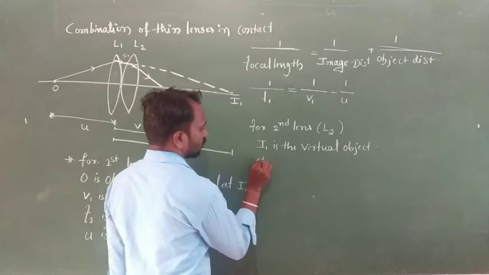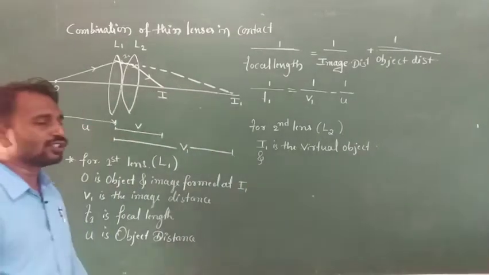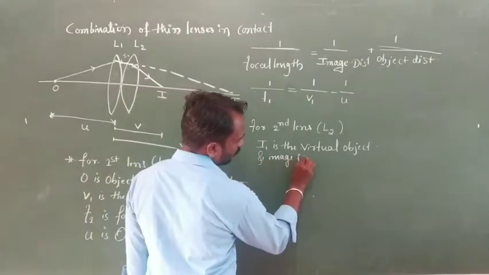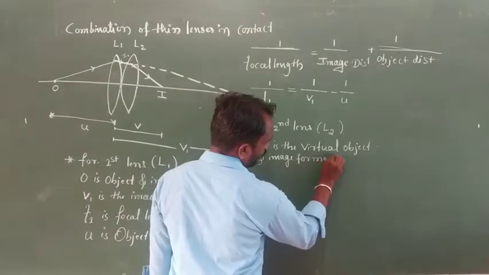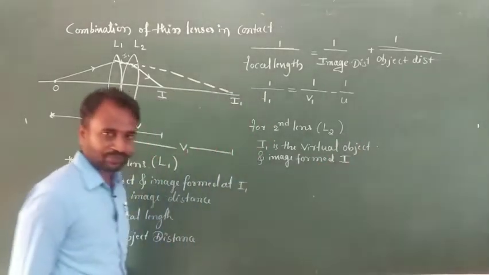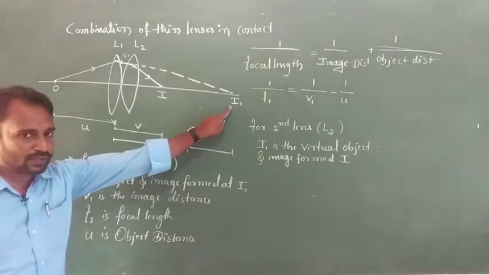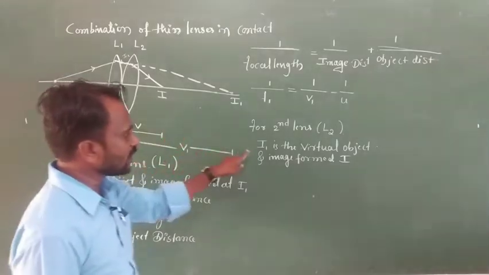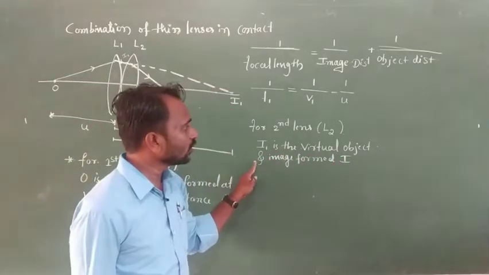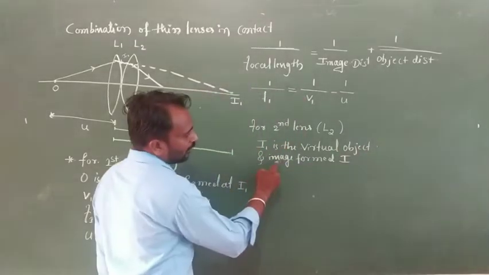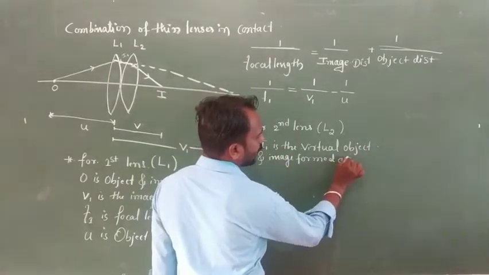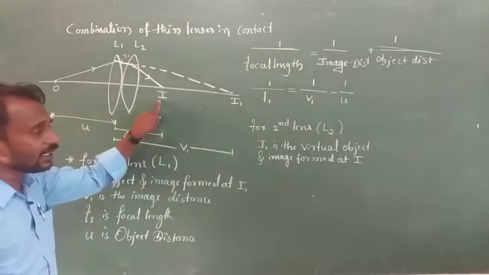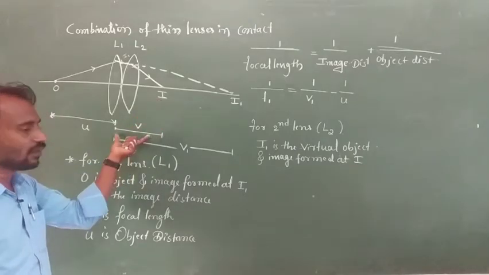And the image is formed at I. I1 is a virtual object. With the presence of the second lens only we will get I as the image. For this reason, I1 is a virtual object and the image is formed at I. Next, I is an image at a distance V.